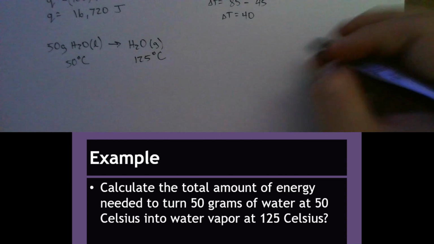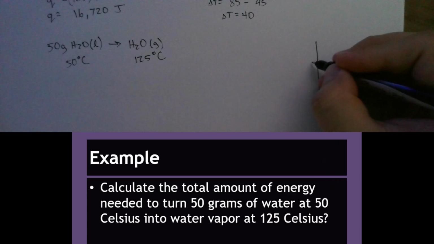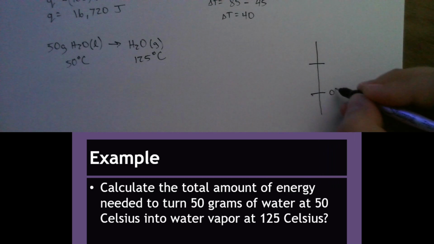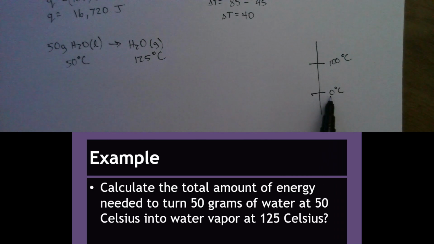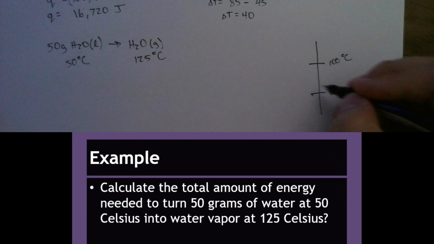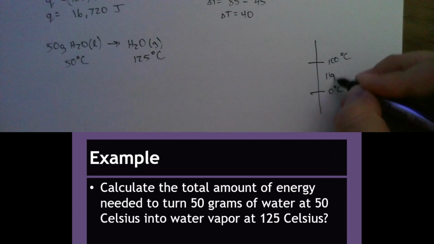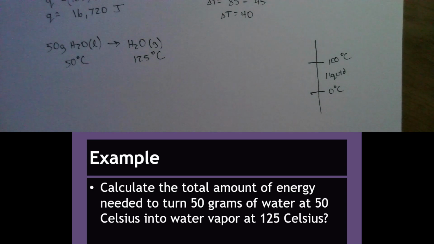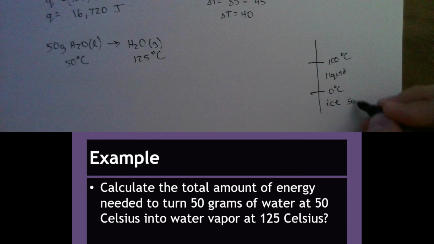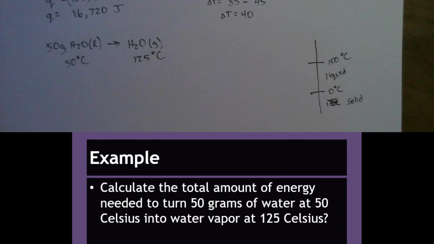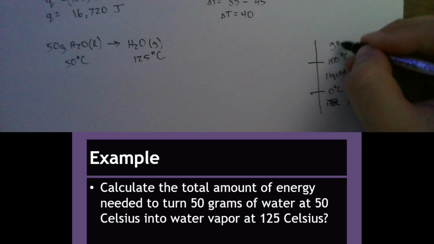Okay, so remember with water, I'm going to draw a little sketch over here. My melting/freezing point is 0 degrees Celsius. My boiling/condensing point is 100 degrees Celsius. So that means anything between 0 and 100 will be a liquid, regular water. Anything below the melting point, below 0, will be ice. It would be frozen, right? Solid would be the proper word for it, I guess. And then anything above 100 degrees would be a gas.